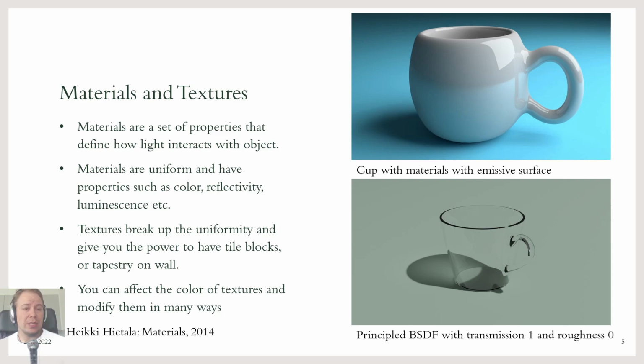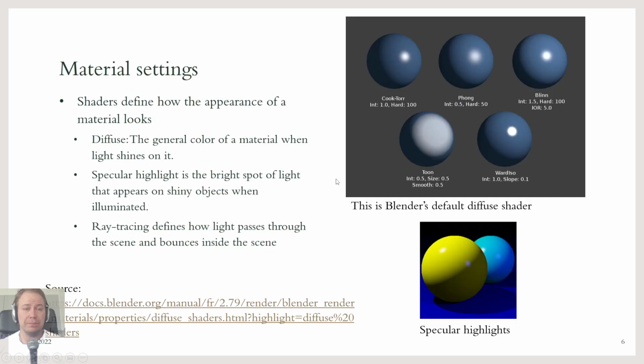Textures therefore break up the uniformity and give you the power to have tile blocks or tapestry on the wall. So you could have an image texture on the wall or whatever you want. And you can affect the color of textures and modify them in many ways. There are many ways of doing it. So we are aiming at this cup here to make the glass possible. That's quite easy with Blender. These might sound a little bit weird, but they are just a couple of clicks and you can get them working.